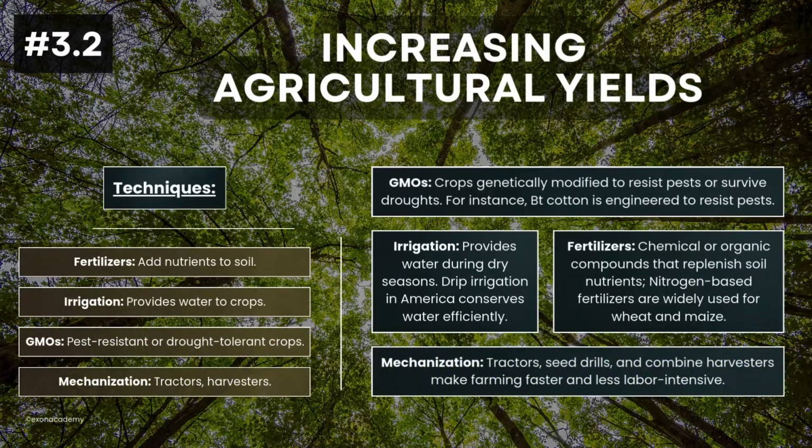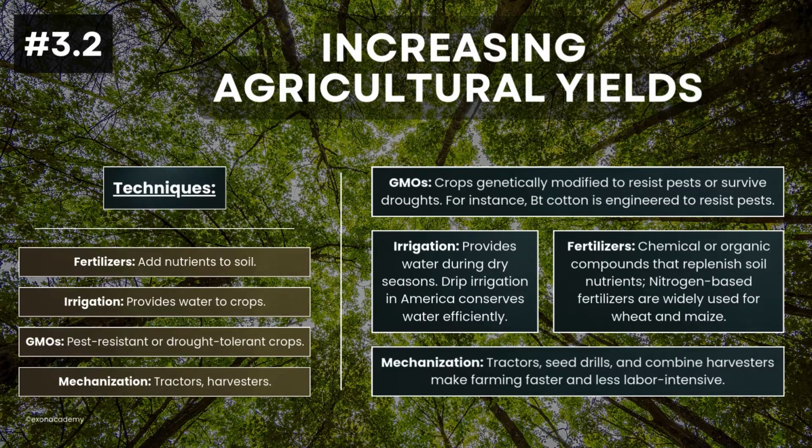Chapter number 3.2, Increasing Agricultural Yields. Farmers use various techniques to increase crop yields and meet food demands. Number 1, fertilizers, chemical or organic compounds that replenish soil nutrients. An example of this are nitrogen-based fertilizers, which are widely used for wheat and maize.